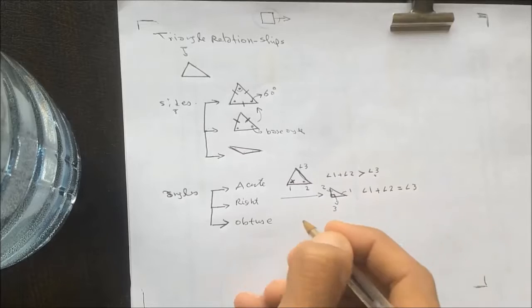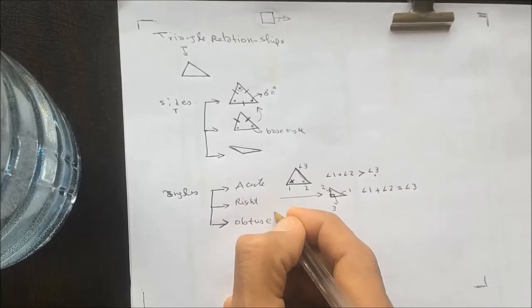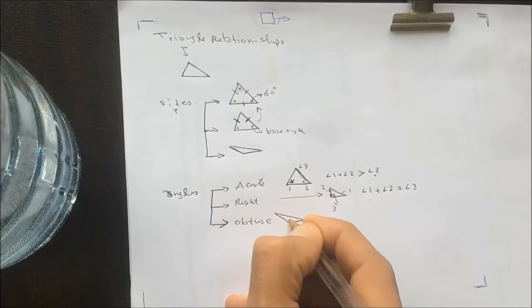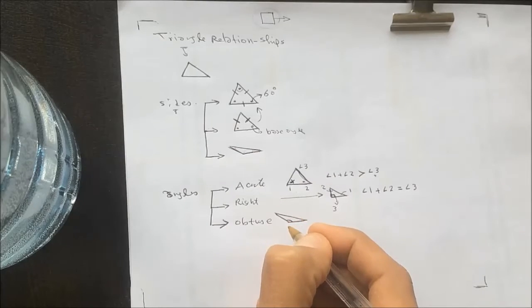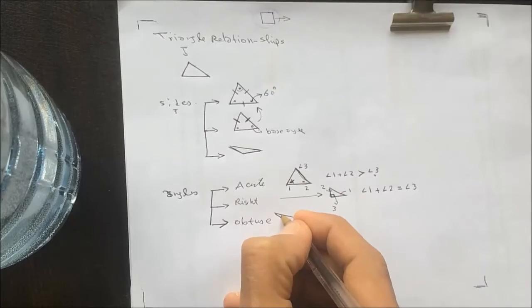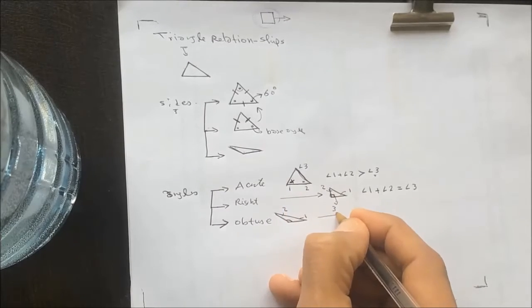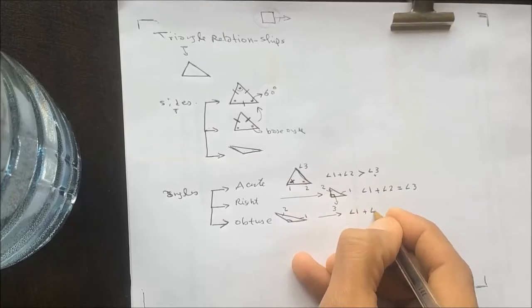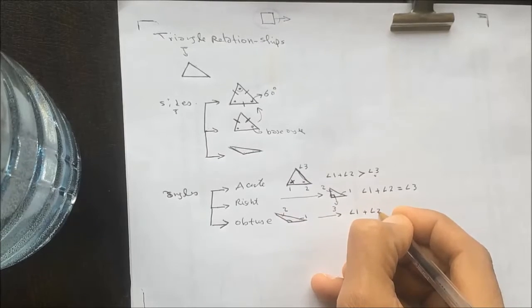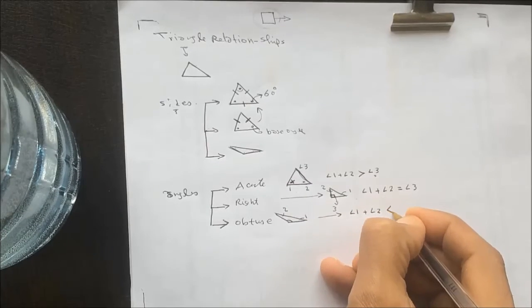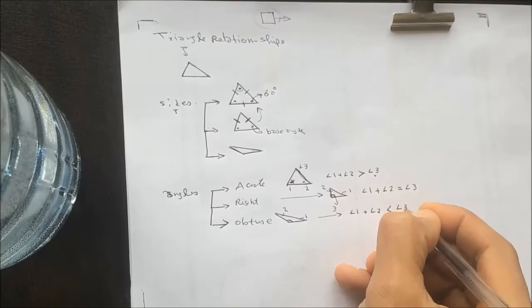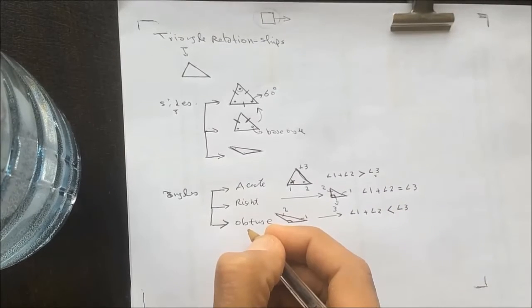About the obtuse angle triangle, something like this. So this is an obtuse angle triangle. The obtuse angle is more than 90 and less than 180 degrees. This is angle 1, this is angle 2. If I add angle 1 and angle 2 together and find their sum smaller than angle 3, this is going to be an obtuse angle triangle.